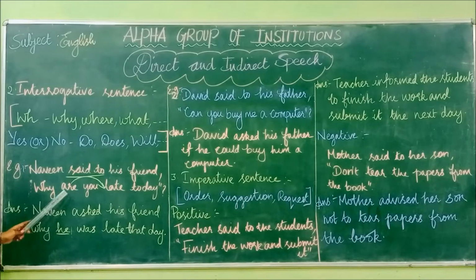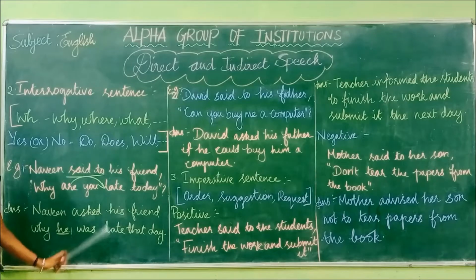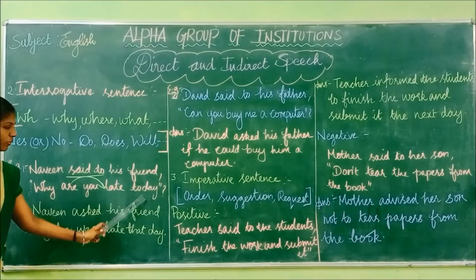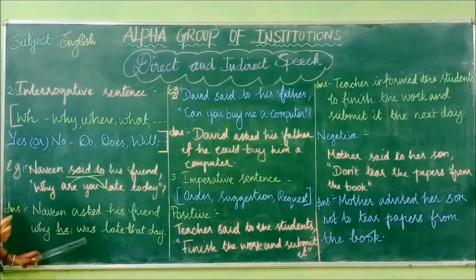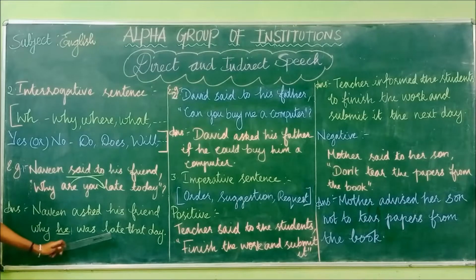Why he are. Now we need to change this R. R is was. Present tense is changed into past tense. Okay, so why are you changed to why he was and late. It's written as the same. Today is changed to that day. Okay, why he was late that day. Naveen asked his friend why he was late that day. Hope you understood this, children.